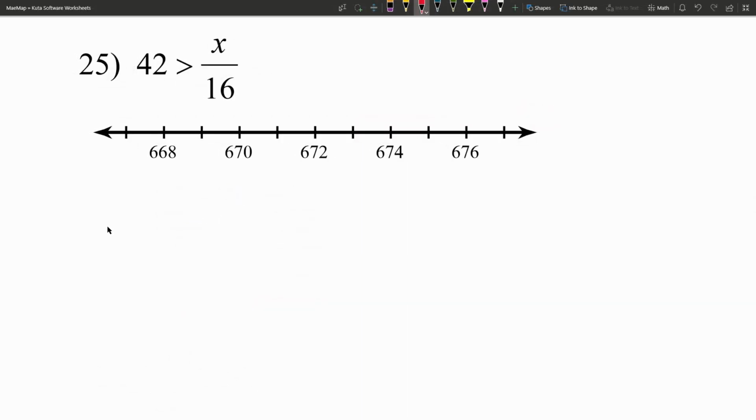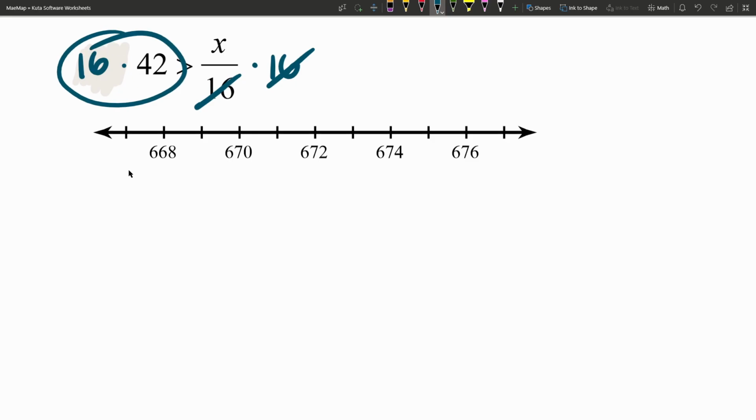Here we go, some fun with larger numbers. We're going to have 42 is greater than x over 16. Even though these numbers are bigger than the previous ones we've worked with, we go through the same steps. We're going to multiply by 16 in order to isolate our variable x. So let's go ahead and figure out this math. What I'm going to do is write it vertically and we'll walk through it together.